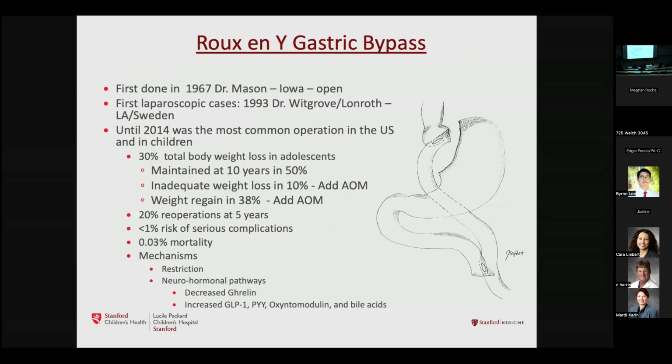It results in about a 30% total body weight loss in adolescents, and that weight loss is maintained in 50% of the patients. Another 10% don't lose weight, they regain it. And then about 38% regain slowly over time. They may not get to their original weight, but they will regain slowly. Nowadays, we have anti-obesity medications we can use for those kids and prevent that from happening. It does have a 20% reoperation rate. The reoperations are for ulcers, kidney stones, gallstones, and bowel obstructions, like internal hernias, that sort of thing.